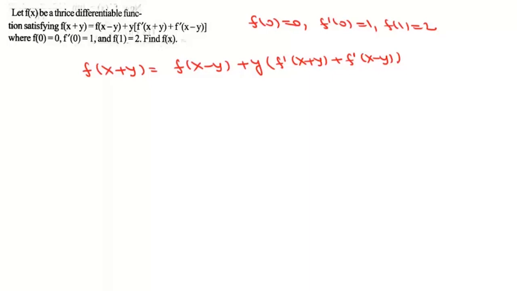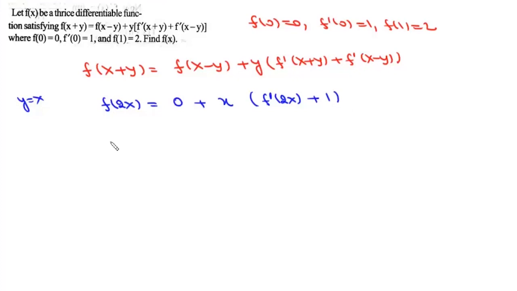Now what we'll do is, for this question, we'll put y as x. If we put y as x, then we'll get f(2x) as f(0), which is 0, plus x into f'(2x) plus f'(0), and f'(0) is 1. So it will be f(2x) equals x into f'(2x) plus 1.